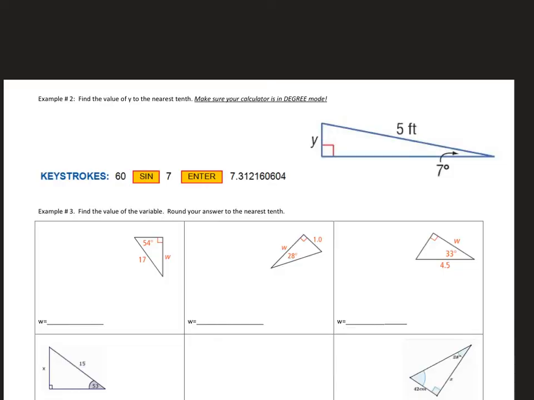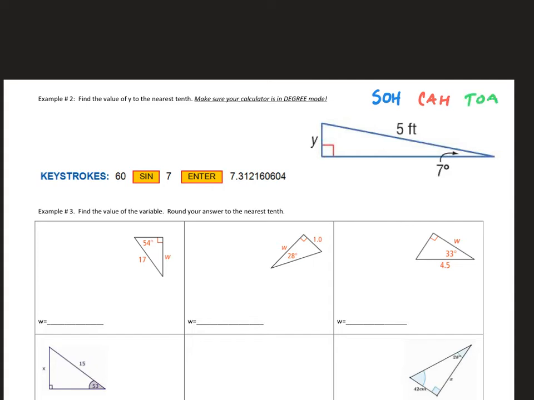Let's move on to example number 2. You can see the keystrokes already here, how you're going to solve this problem and find y, but the most important part is the setup. So I'm going to take a moment and talk about what we did yesterday, which is we had to write a ratio. Today, you're going to have to figure out what ratio you're going to need to write. And on the front page, I had the following: SOH, CAH, TOA.